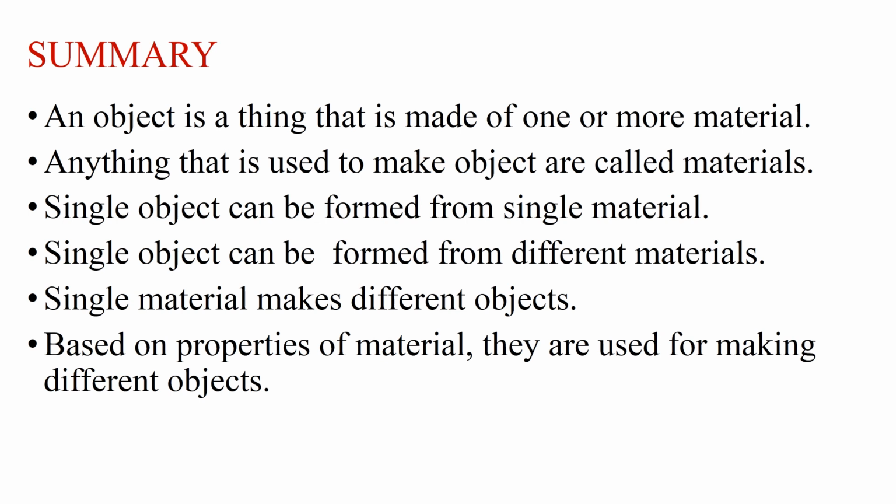So, in this video, we have studied that an object is made from materials. An object can be formed from single material, or an object can also be formed from different materials. We have also seen that single material makes different objects, and very important, we have seen that based on the properties of the materials, they are used for making different objects. And we are going to discuss all the properties of the materials in our next sessions.